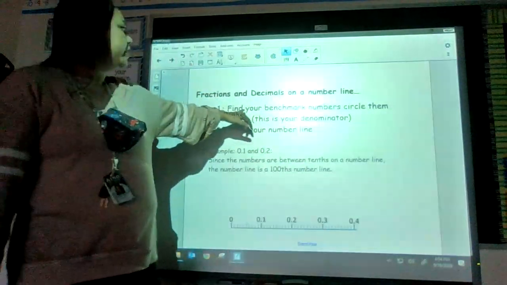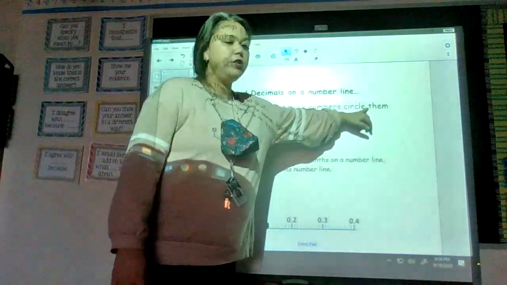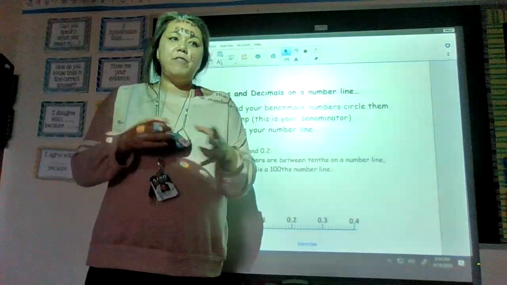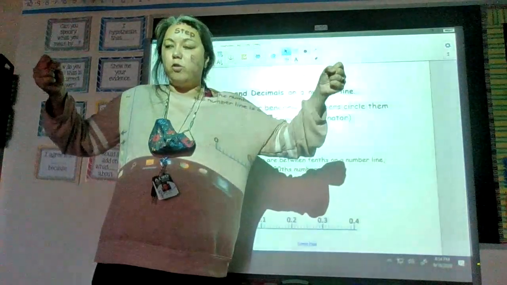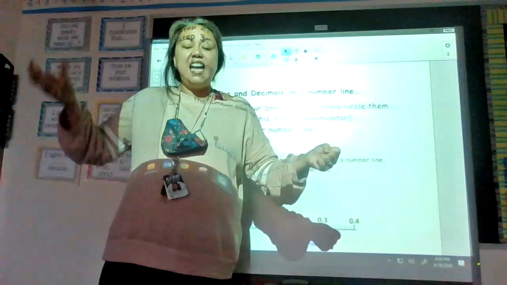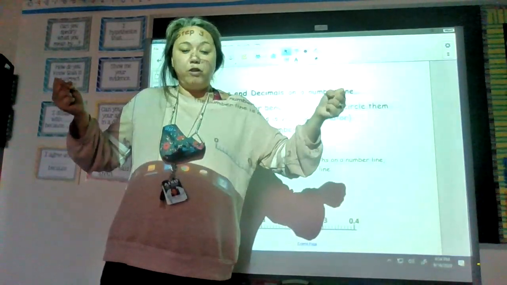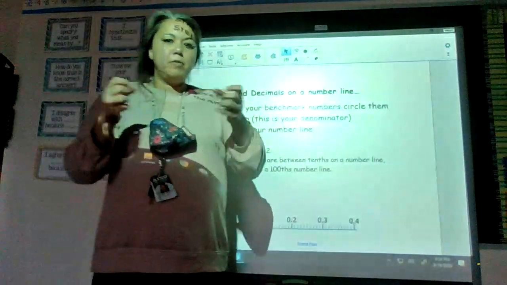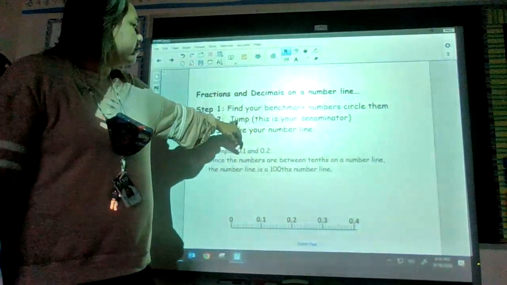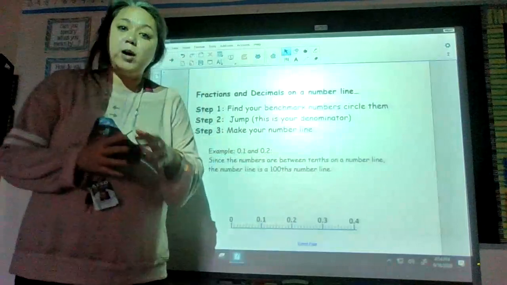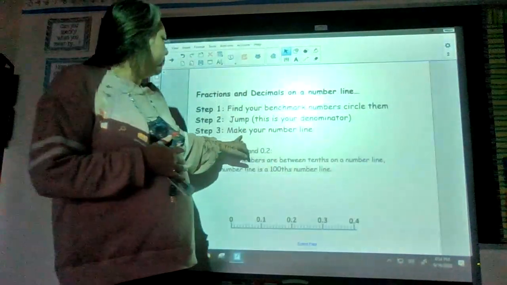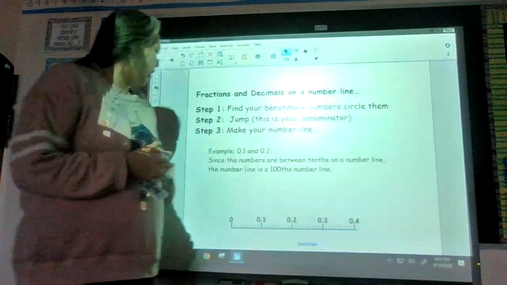The first thing we're going to do is find our benchmark numbers and circle them. Your teachers probably last year said find your whole numbers and circle them. We call them benchmark numbers because you could be between a tenth and a whole sometimes in 4th grade. So we say benchmark numbers. Look for 2 numbers and you circle them. Then, just like you did in the past, you're going to jump to see how many times that's been divided. And then we're going to make a number line.